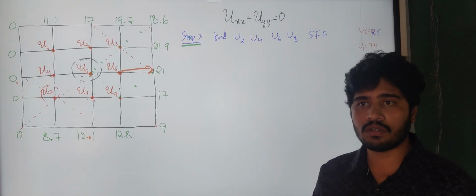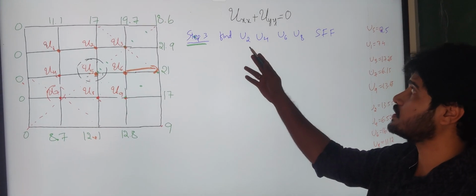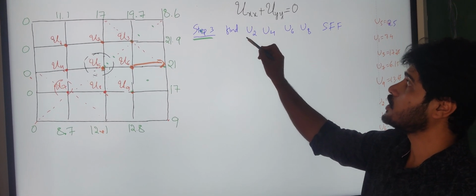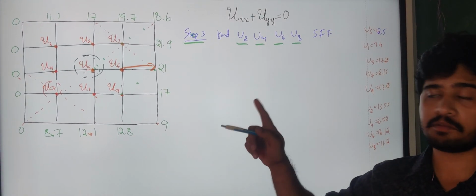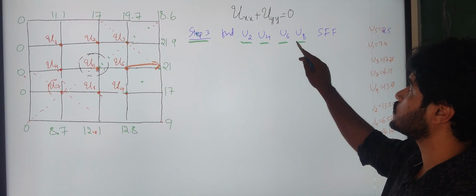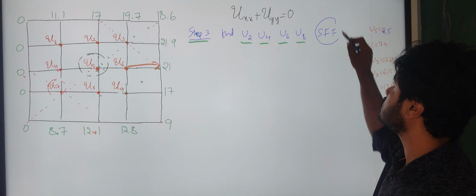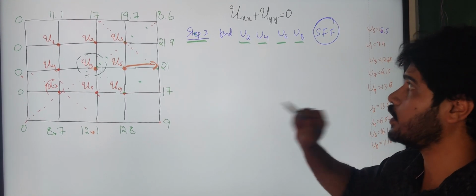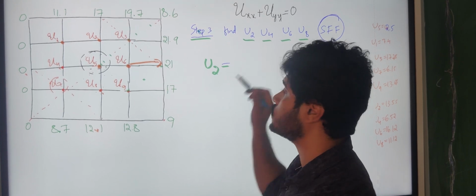Pause. So now, after finding the values of odd values, we have to find the even values. So that is u2, u4, u6 and u8 in the same order. Please remember, in the same order I have to identify even values u2, u4, u6 and u8. So for finding all these values, I will use SFF, standard 5-point formula. So now let me write the formula for u2.